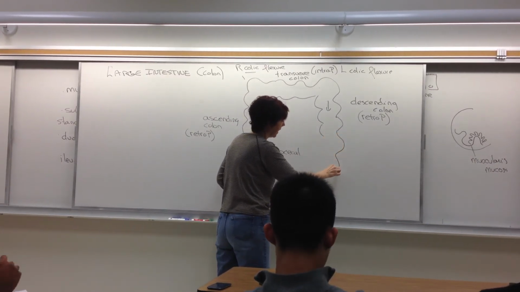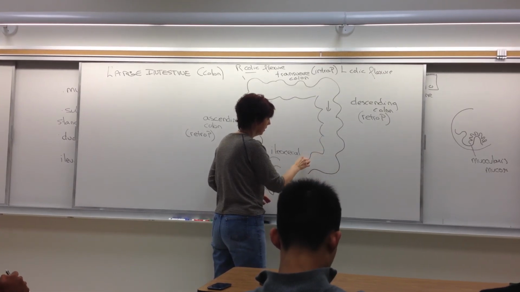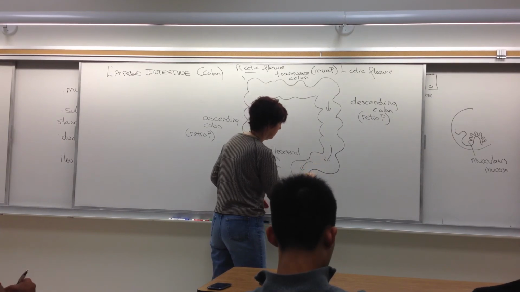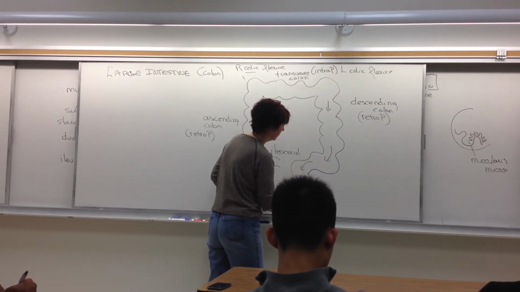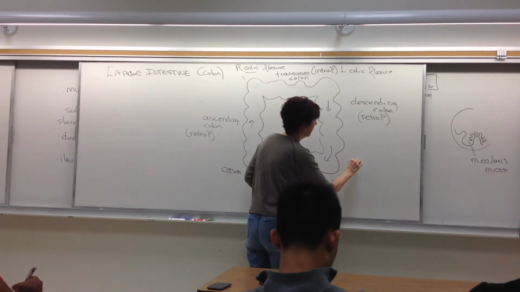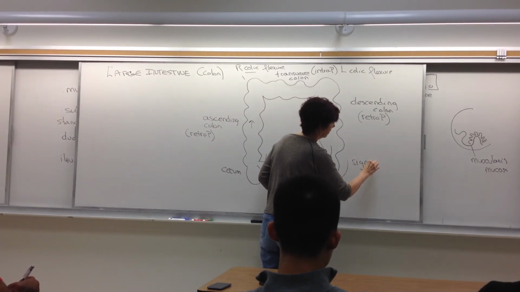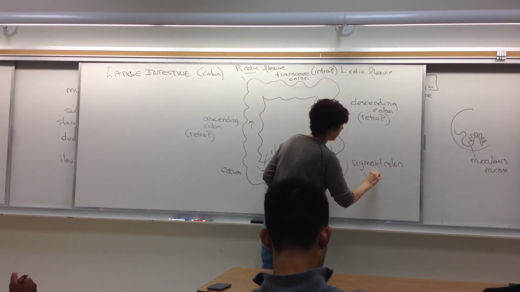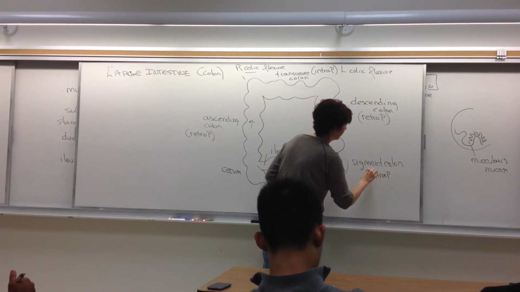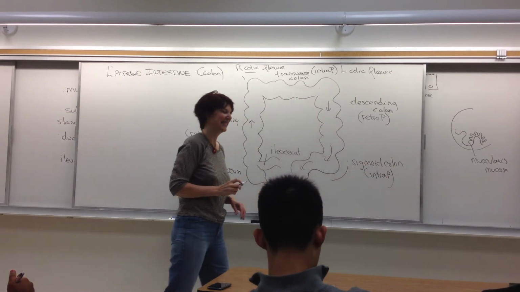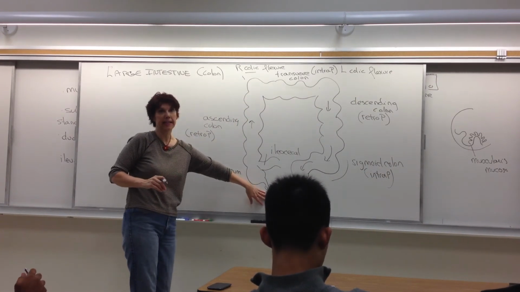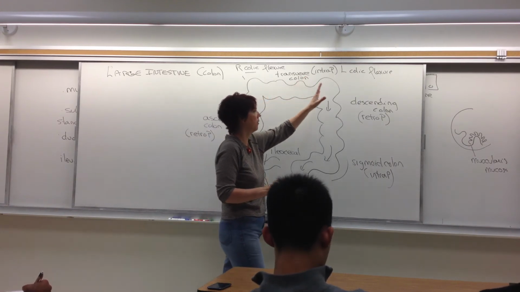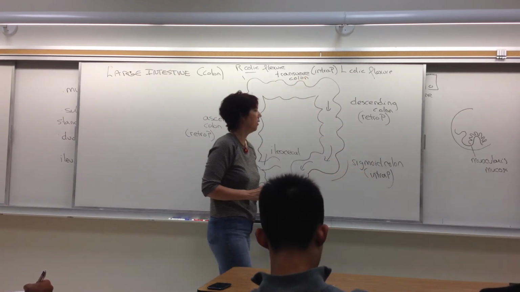And then it forms a double series of curvatures before it goes straight. And so this is the sigmoid colon, which is back to intra. Remember I said every other one? So appendix is intra, cecum ascending colon is retro, transverse is intra, descending is retro, sigmoid colon is intra again.